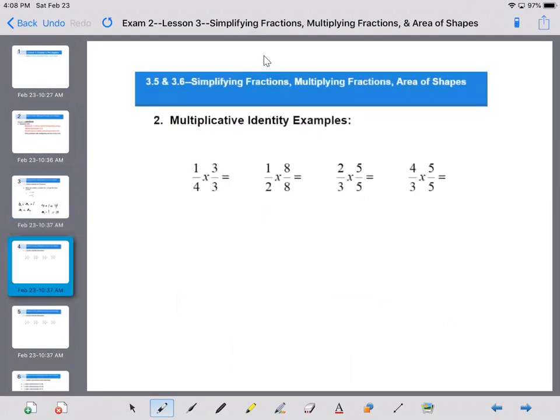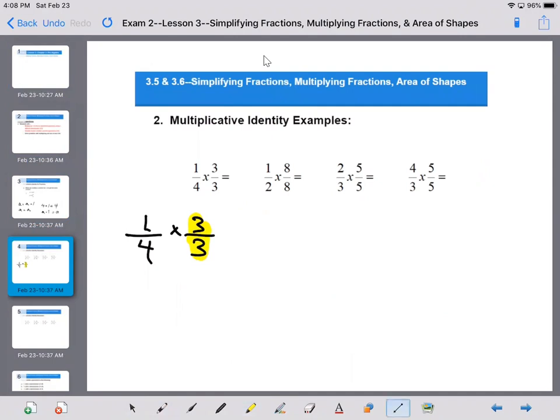So let's look at some of these examples. If we take 1/4 and we want to multiply it by 3 divided by 3, well, that 3 divided by 3 represents 1. So we're really not changing the value of 1. It's 1/4 times 1, which will still be 1/4.